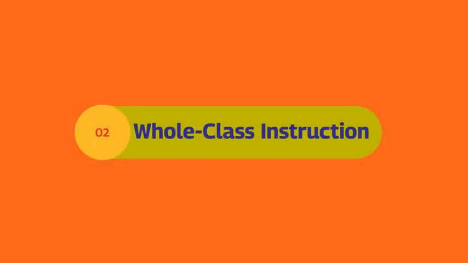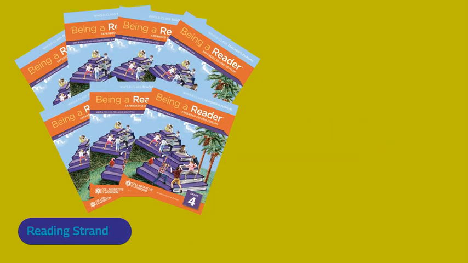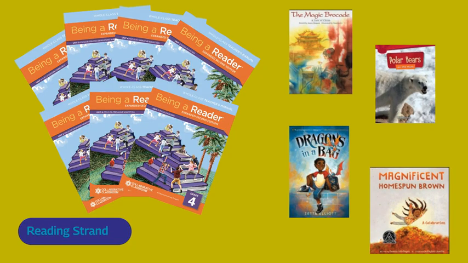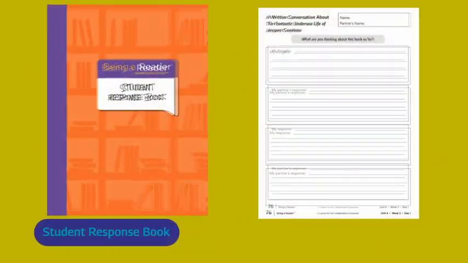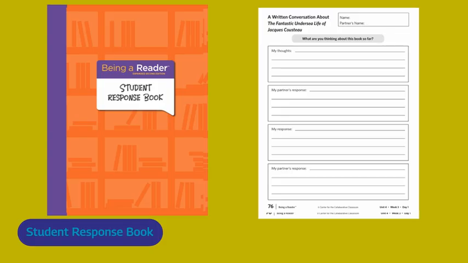Let's start with whole class instruction. Your daily whole class instruction spans 7 units and seamlessly balances 2 essential paths, the reading strand and the word study strand. In the reading strand, lessons are built around interactive read-alouds from a highly curated collection of fiction and nonfiction tradebooks. These lessons focus on explicit strategy modeling, analyzing text structure, and close reading to explore authors' craft. Students use their student response books to record their deep thinking and reflections.